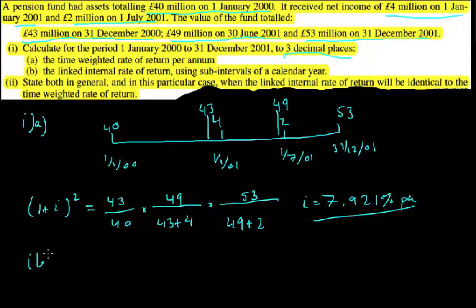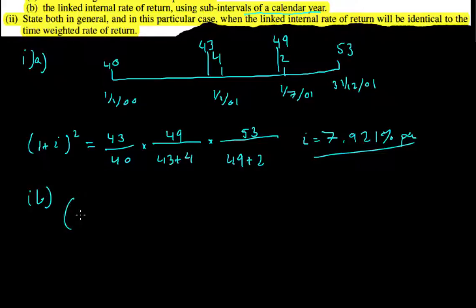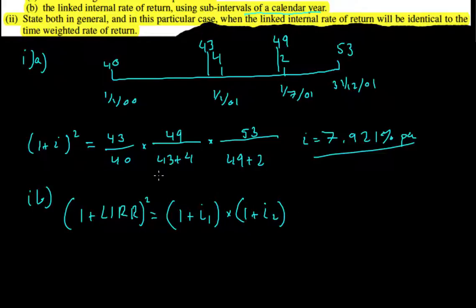Next bit, we're still doing IB: the linked internal rate of return using subintervals of a calendar year specifically. And the linked internal rate of return, well, that's going to be (1 plus our linked internal rate of return) squared over 2 years, equal to our money-weighted rate of return i1, that goes over 1 year, multiplied by 1 plus i2, and that goes over 1 year as well, because that's what we're using.